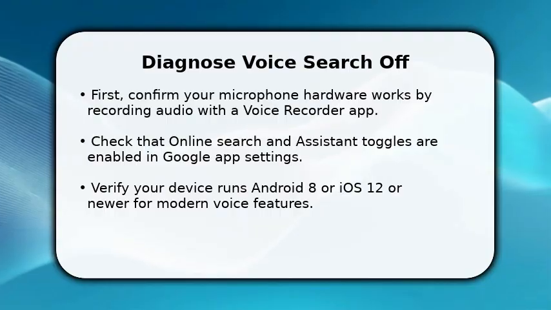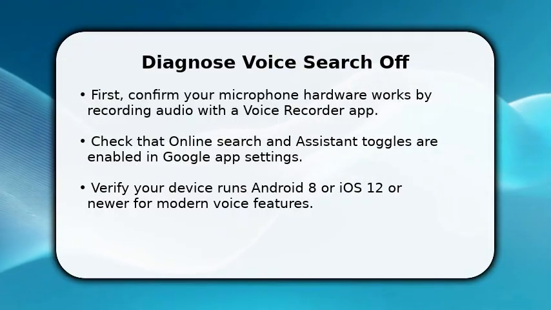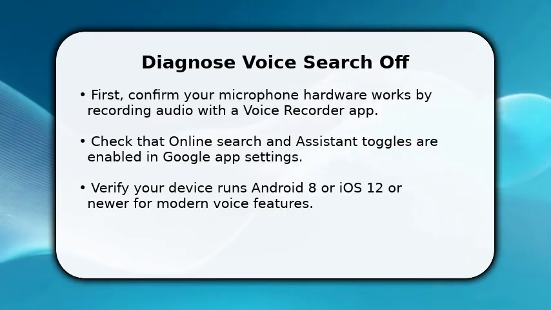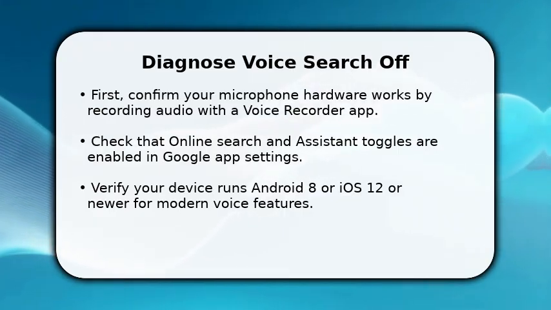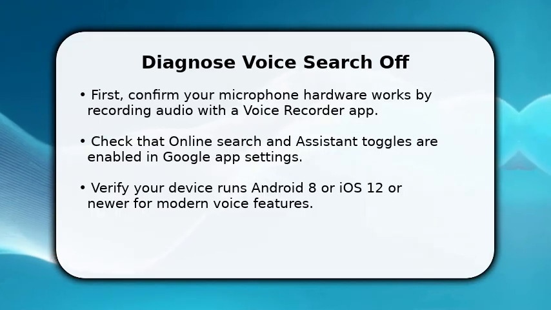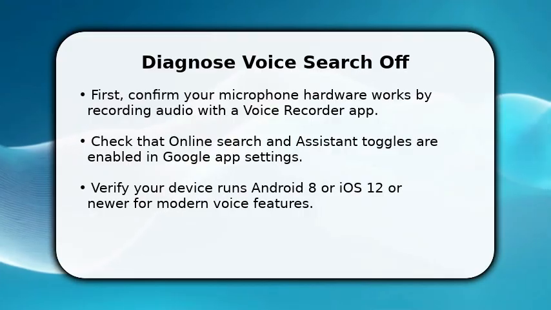Enjoy the video. First, confirm your microphone hardware works by recording audio with a voice recorder app. If the recorder fails, test a wired headset microphone to isolate the problem. Next, open the Google app and check that online search and assistant toggles are enabled in settings.